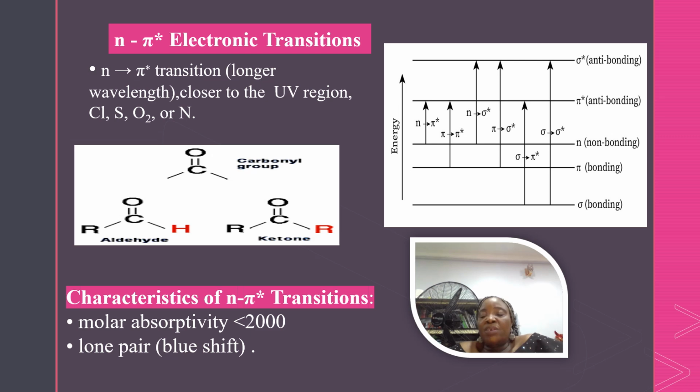Characteristics of n to pi star transitions. They have molar absorptivities that are usually less than 2000. They undergo a blue shift when interacting with solvent. This is because the lone pair of electrons interact with the solvent, causing the energy of the transition to increase. They are considered symmetry forbidden or overlap forbidden because the electron is promoted from the molecule's plane to a perpendicular plane.